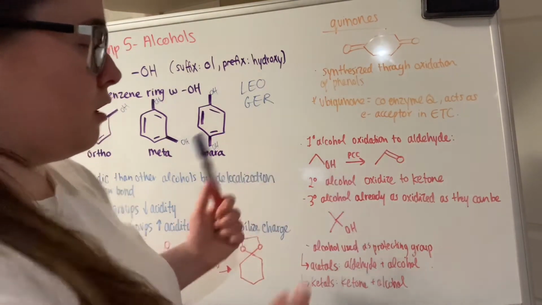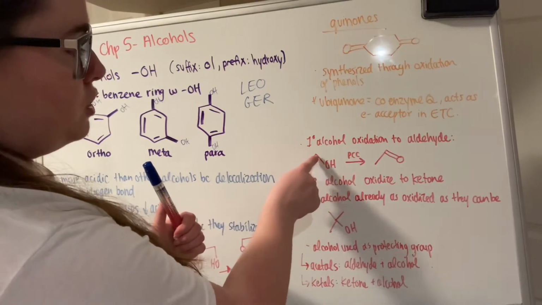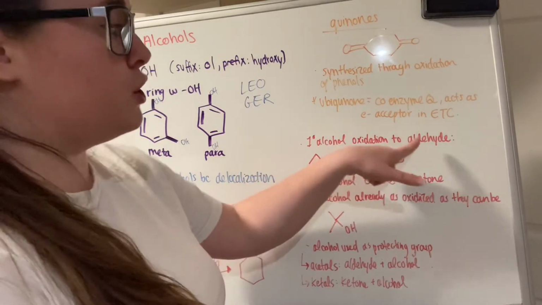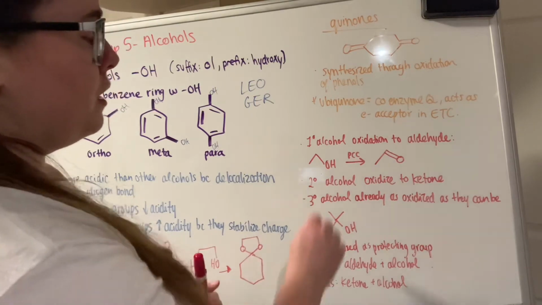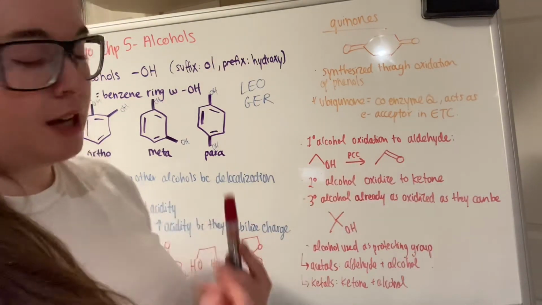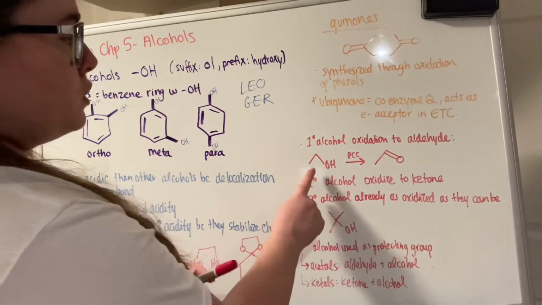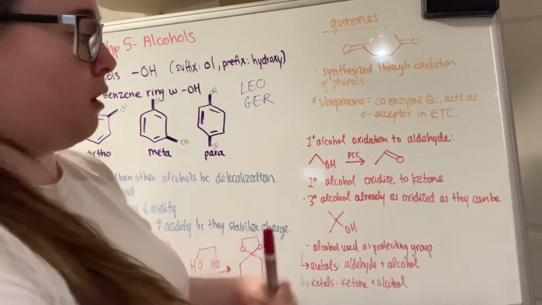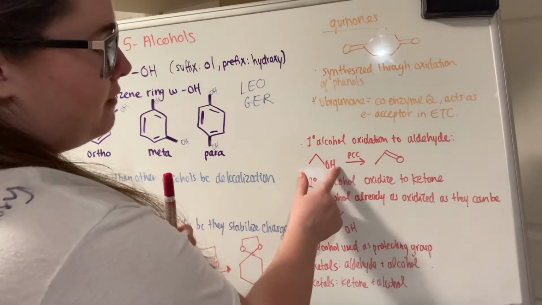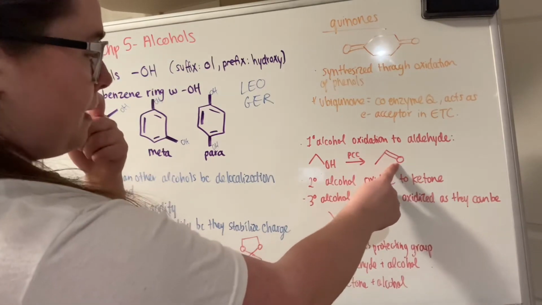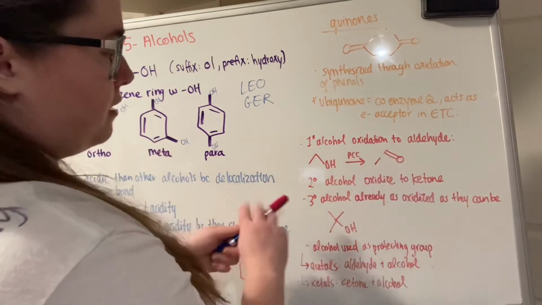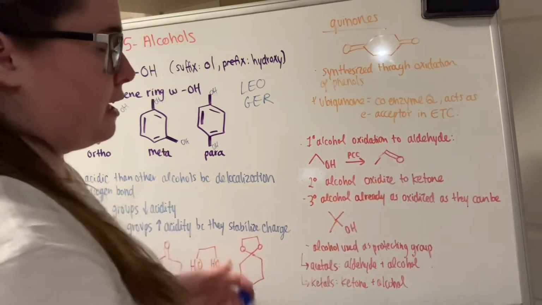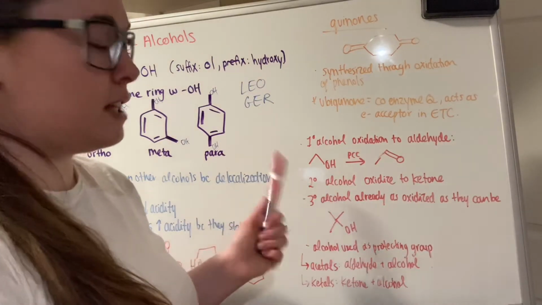So primary alcohols, this OH is attached to only one other carbon. Primary alcohol can be oxidized to an aldehyde using PCC. You should probably know the reagents, but just to see what happens. If it's being oxidized, again, losing electrons or gaining a bond to oxygen, we see that we no longer have the H on this, and we actually gained a bond to oxygen. That is why you can tell that this has been oxidized. Secondary alcohols can oxidize to ketones.